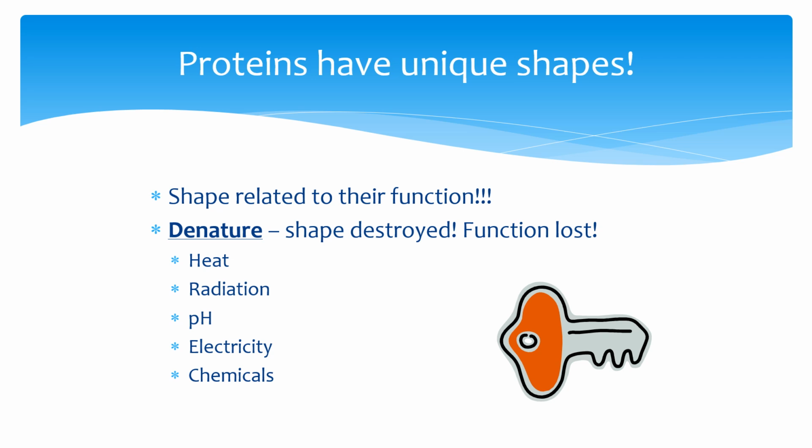So if a protein is denatured, and this can happen through heat, radiation, pH is thrown off, electricity, chemicals, then that protein cannot perform its job. It is no longer going to be a key that fits that specific lock. It has been deformed.